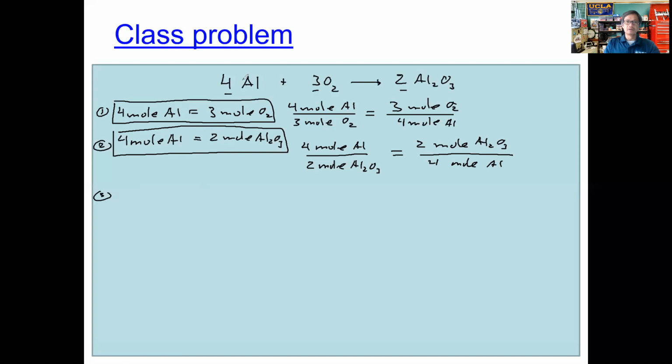Okay, so we've done aluminum and oxygen. We've done aluminum and aluminum oxide. The last one that we can do then is oxygen to aluminum oxide. Therefore, there will be 3 moles of oxygen, exactly equal to 2 moles of aluminum oxide. Okay, and let's go ahead and write out the two ratios, the two fractions for this one.